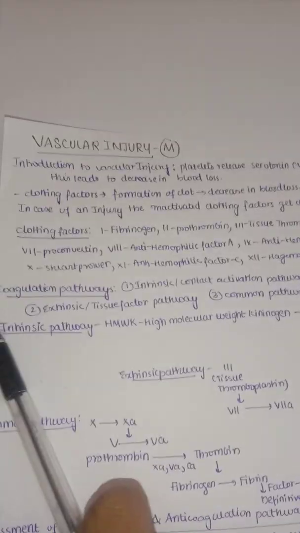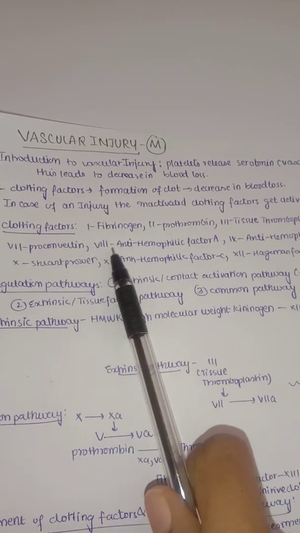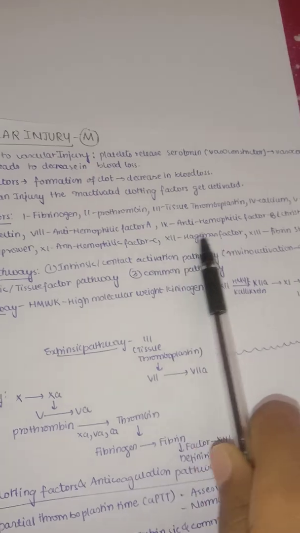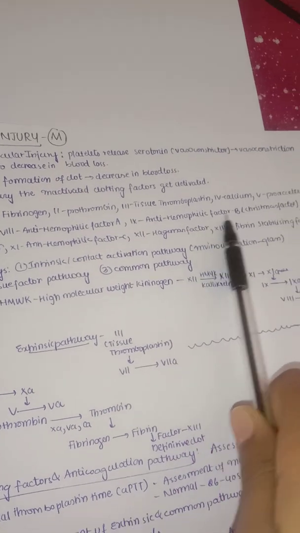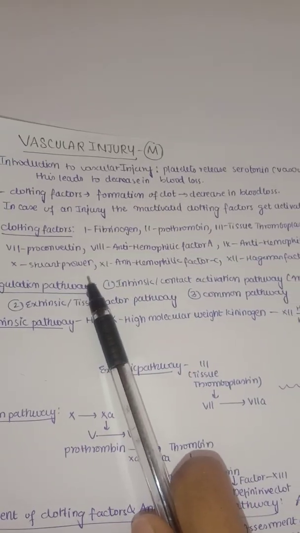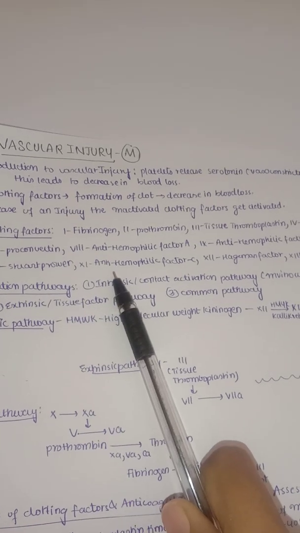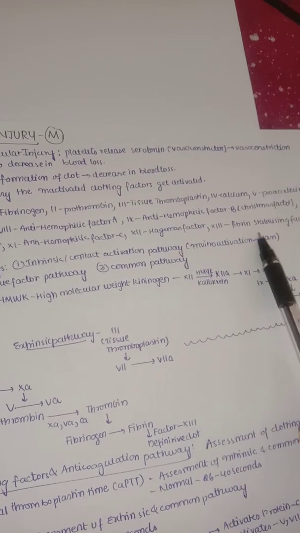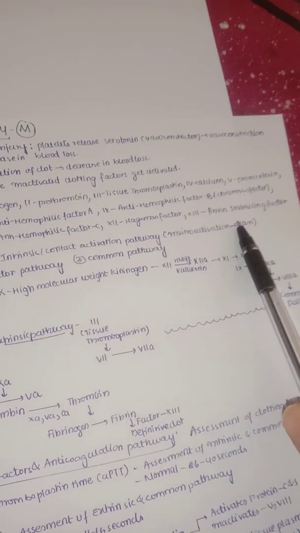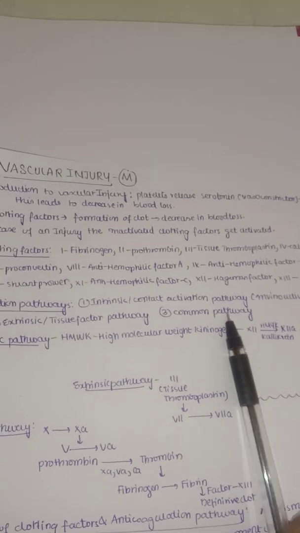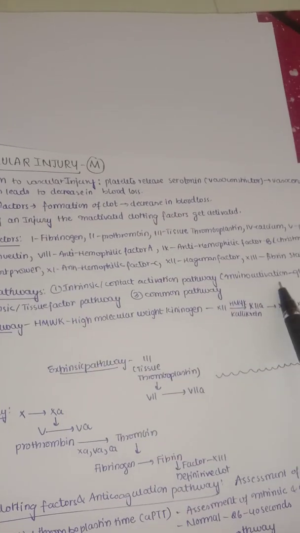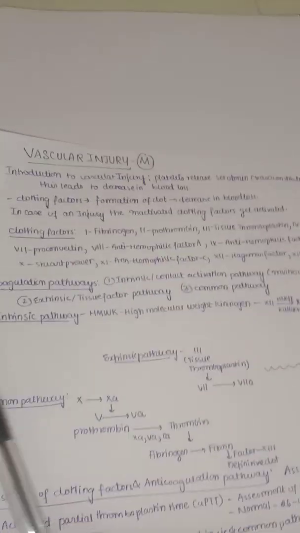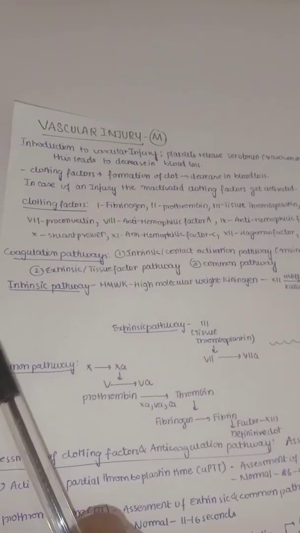the sixth is not present, the seventh is proconvertin, the eighth is antihemophilic factor A, the ninth is antihemophilic factor B, which is also called Christmas factor, factor 10 is Stuart-Prower, factor 11 is antihemophilic factor C, factor 12 is Hageman factor, and factor 13 is fibrin stabilizing factor. These are all the factors we need to remember, from factor 1 to factor 13. In this sequence, only factor 6 is absent. That is a major thing we need to remember about the clotting factors.